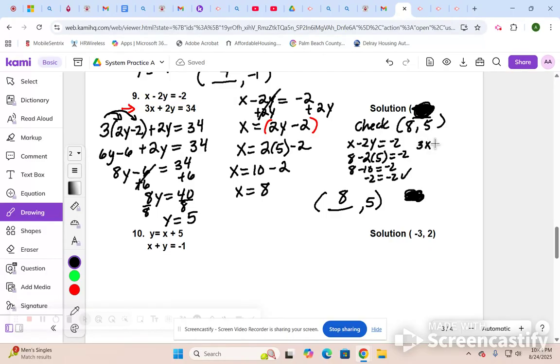See if it checks in the second equation. It has to work in both. 3x plus 2y equals 34. 3 times 8 plus 2 times 5. Is that 34? Well, that's 24 plus 10. That does equal 34. 34 equals 34. That means this is correct. This is the solution, 8, 5.